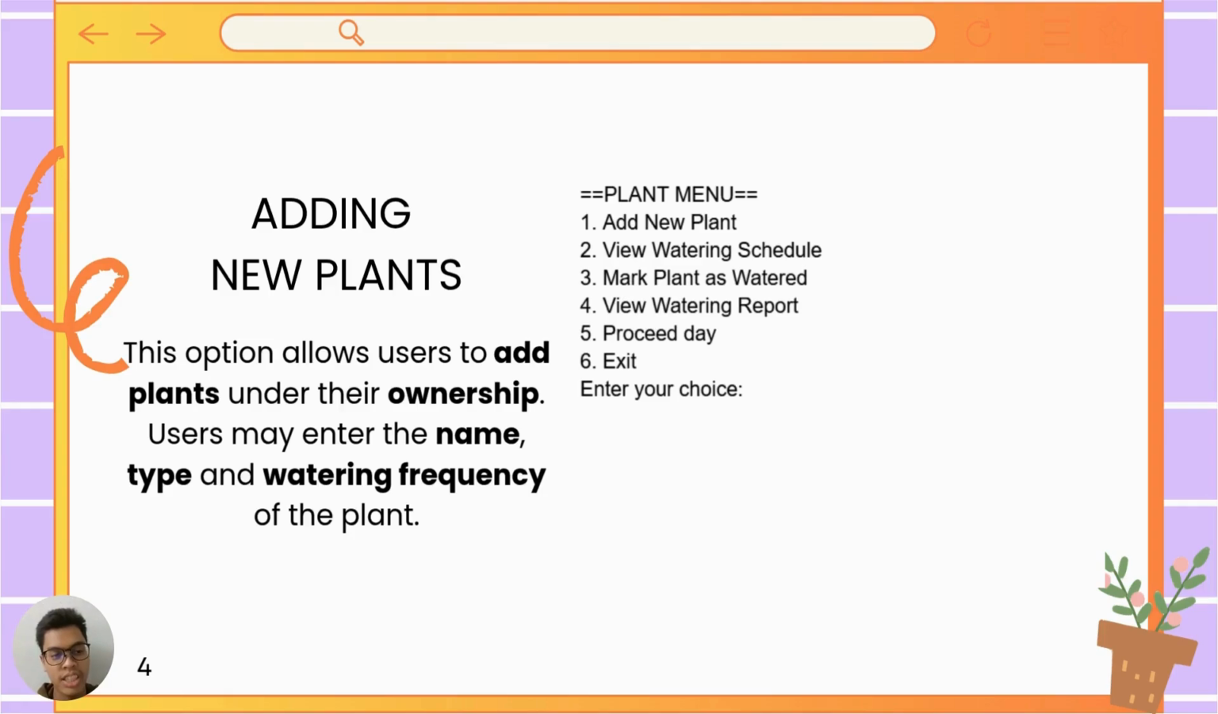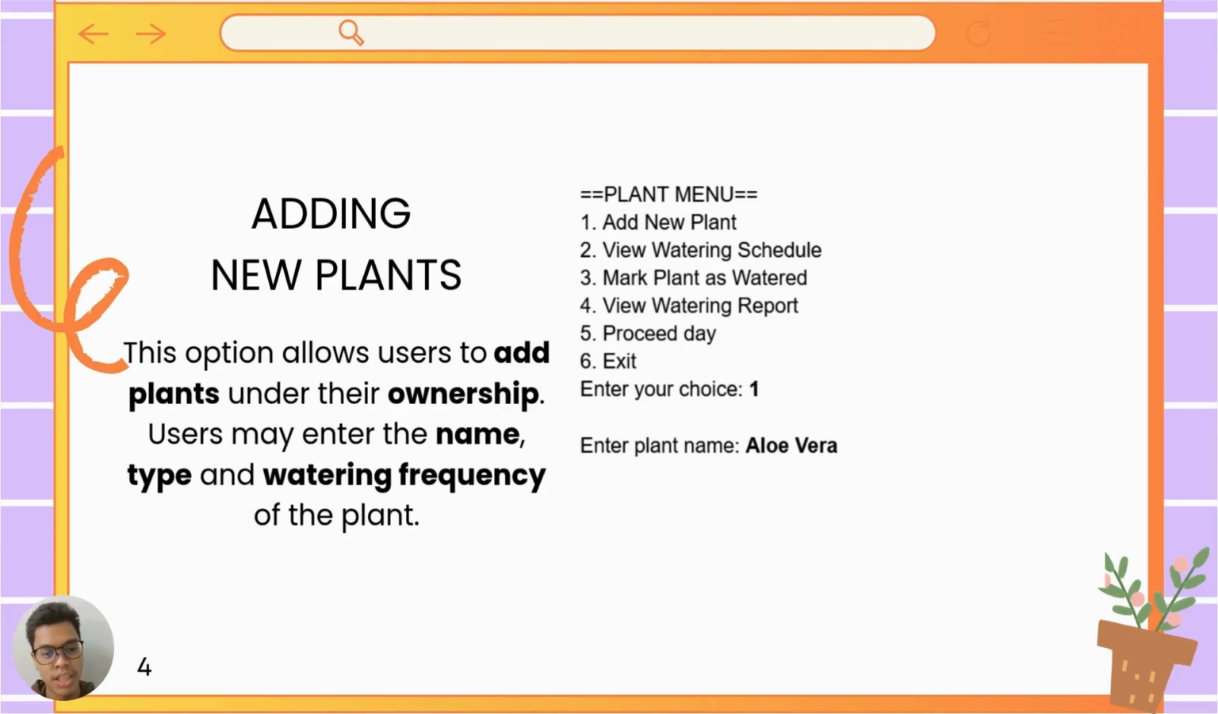Now moving on into the plan menu. We're not in the user menu anymore. You're given six choices, and we're going to start with the first one, add new plan. Straightforward: adding new plans under the ownership of the current owner. If you remember, we are under the ownership of user one. Users may enter the name, type, and watering frequency of the plant. We're going to see the example output right here.